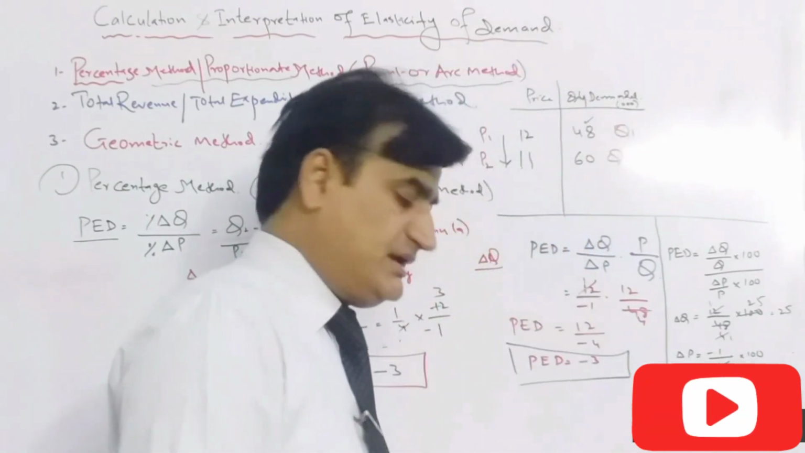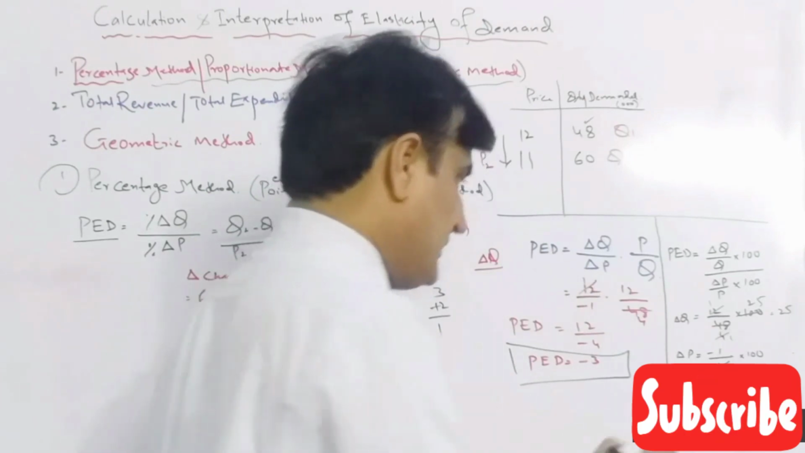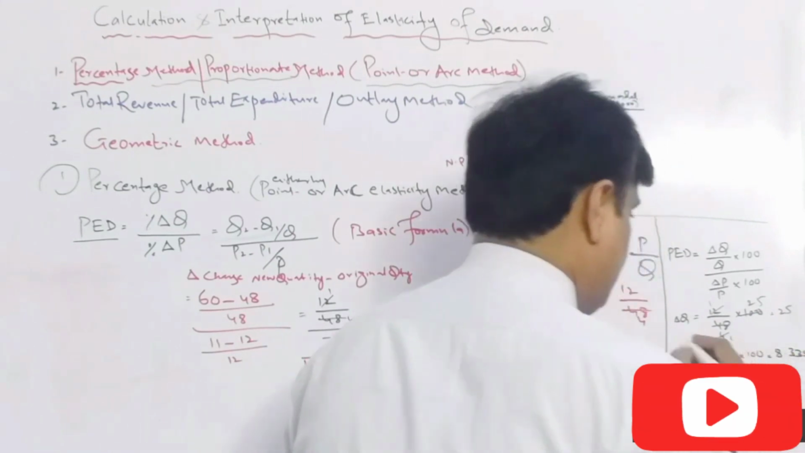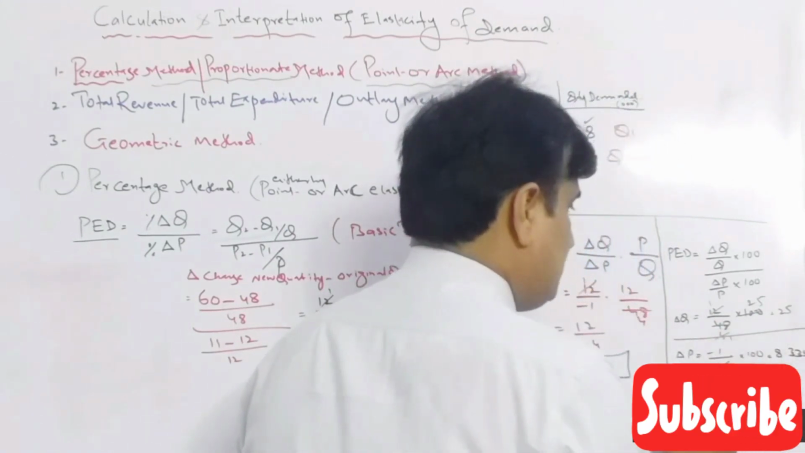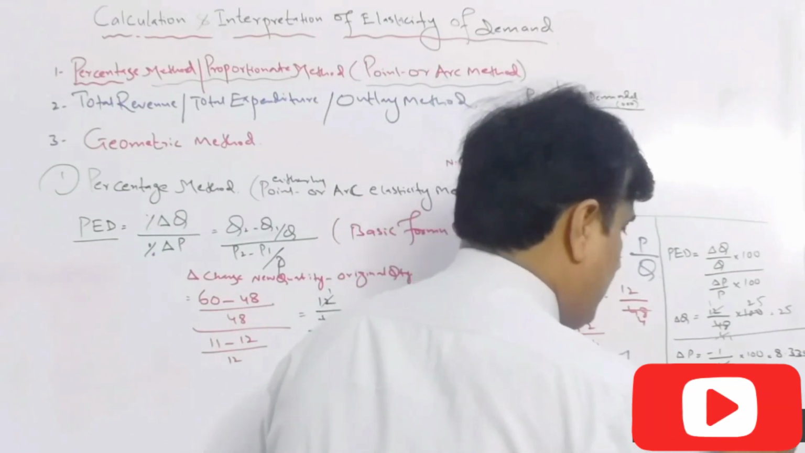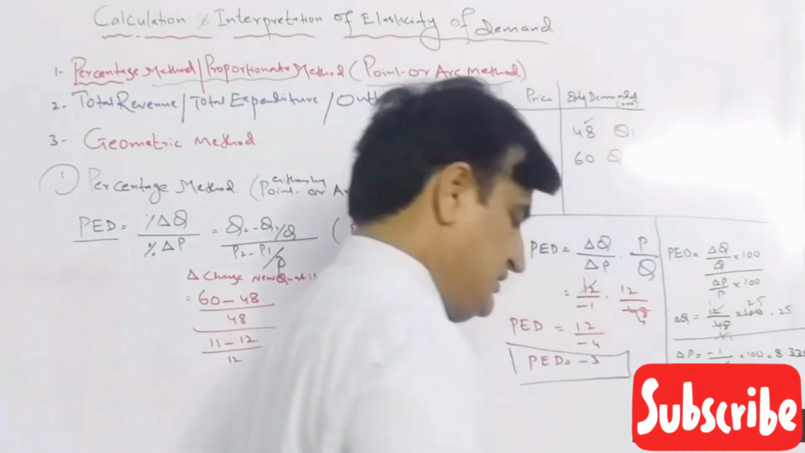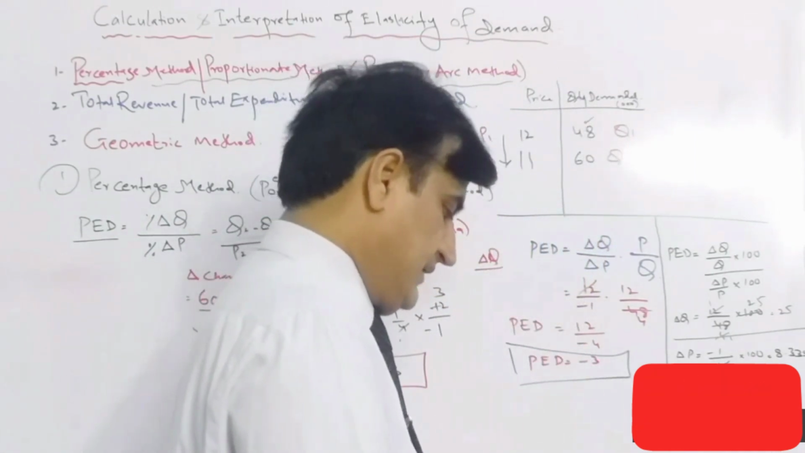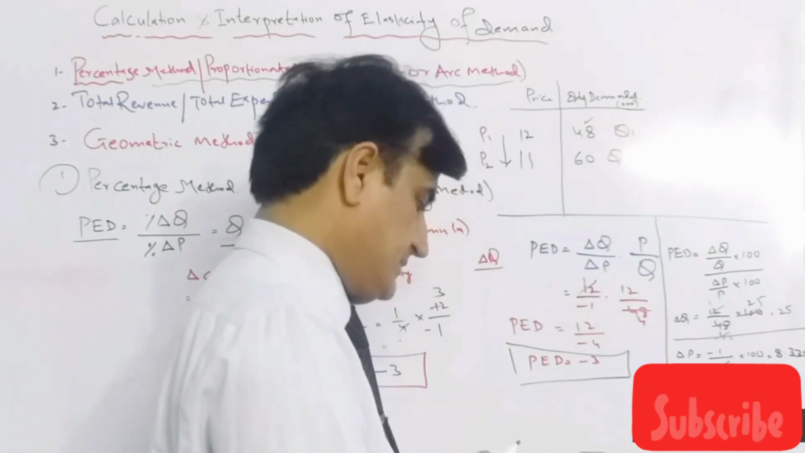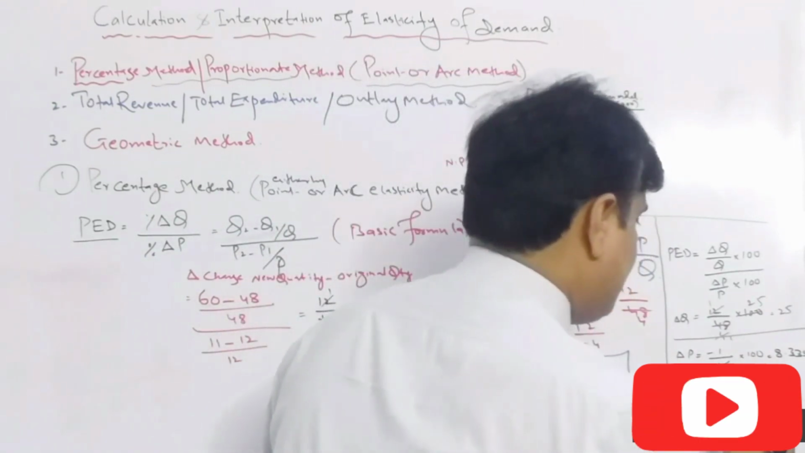So we can use a calculator here. 100 divided by 12 is equal to 8.333. So now the price elasticity of demand is equal to 25 upon 8.333. So the price elasticity of demand is equal to 25 divided by 8.333, which is equal to minus 3.